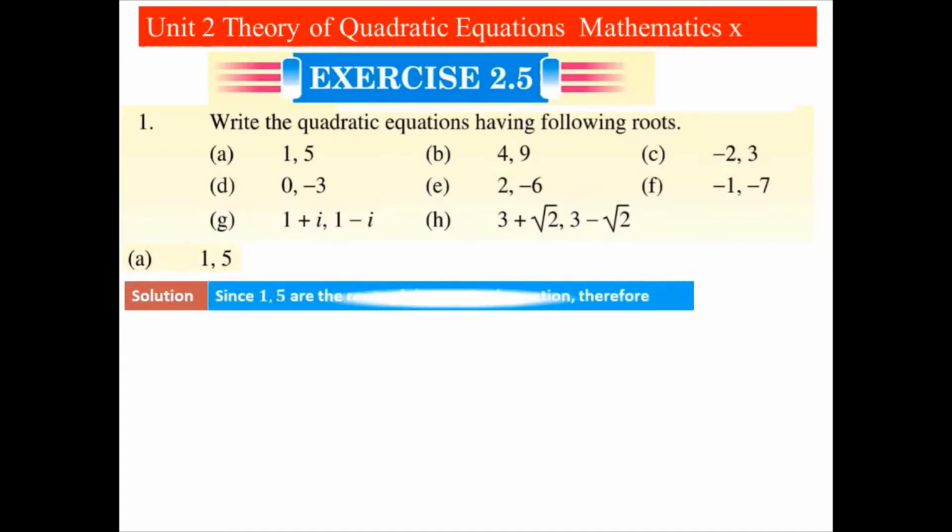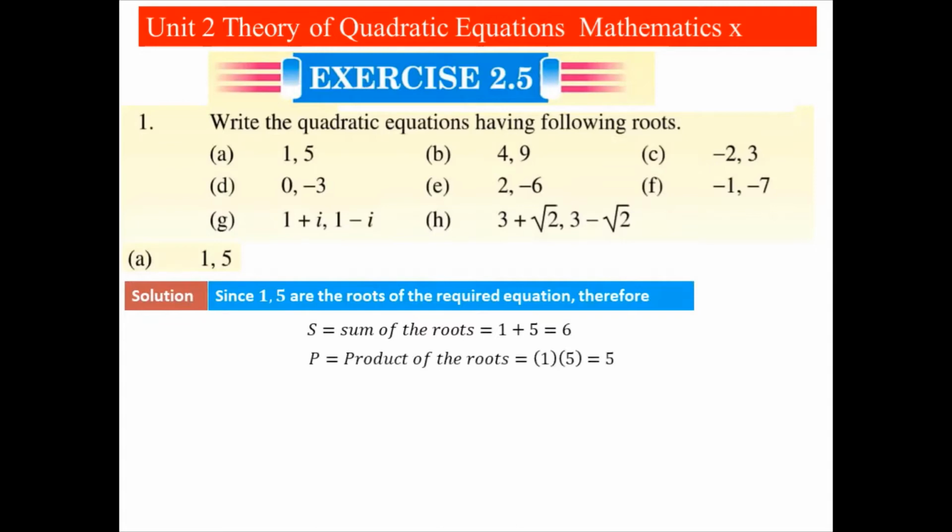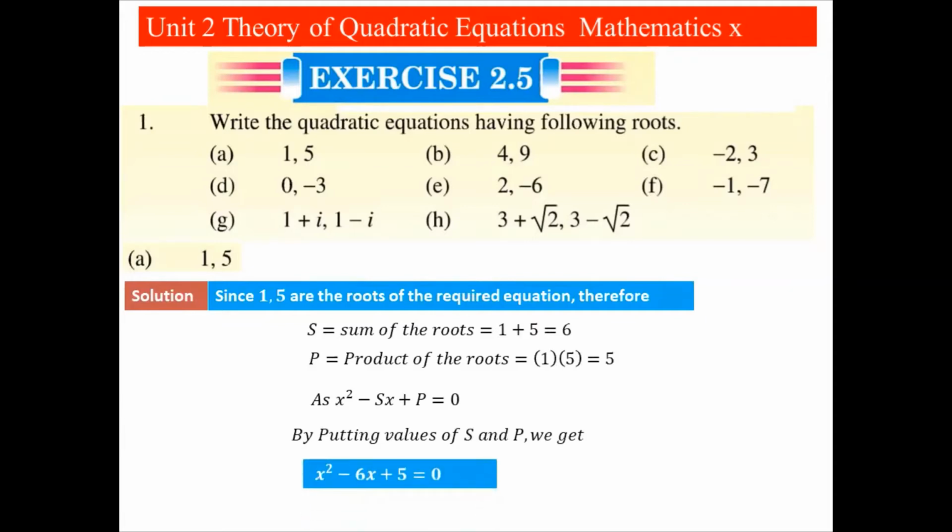Solution. Since 1 and 5 are the roots of the required equation, therefore sum of the roots s is equal to 1 plus 5, which is equal to 6, and product of the roots p is equal to 1 into 5, which is equal to 5. As we know that the quadratic equation is x square minus sx plus p is equal to 0. Now by putting values of s and p, we get x square minus 6x plus 5 is equal to 0, which is the required quadratic equation having roots 1 and 5.